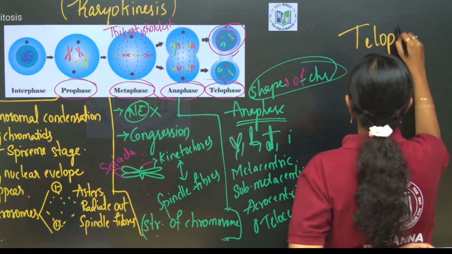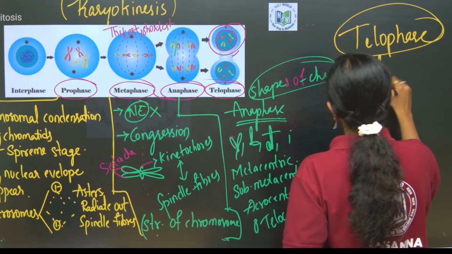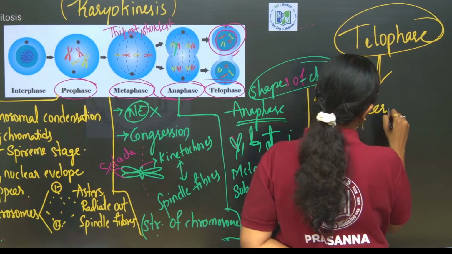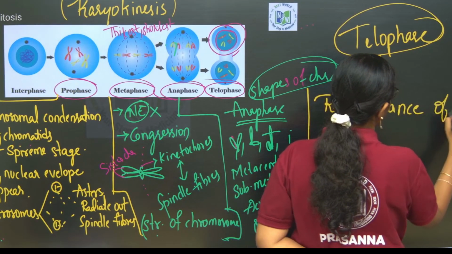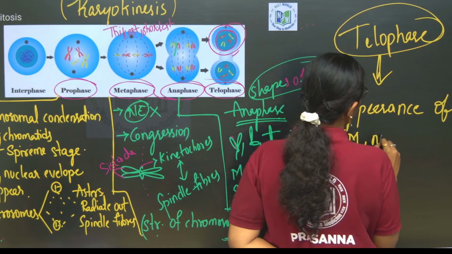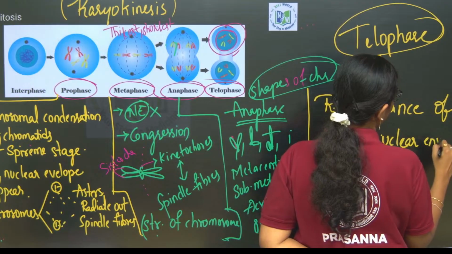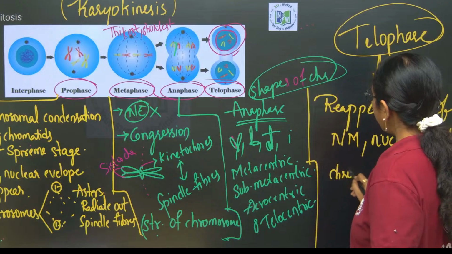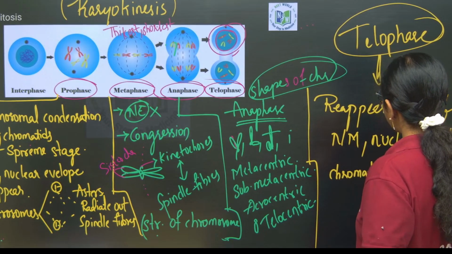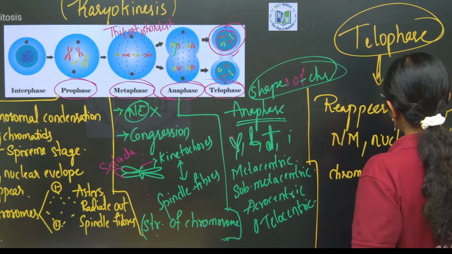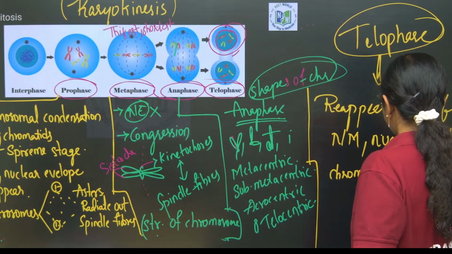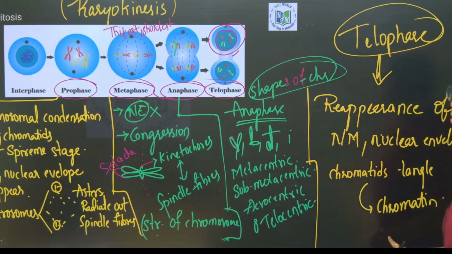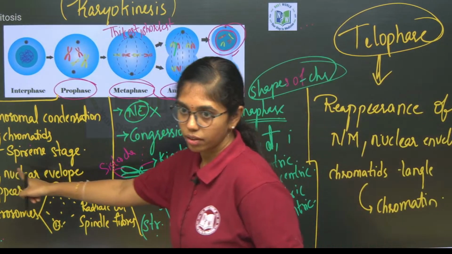So in telophase, what are the major events? Reappearance of the nuclear membrane and nuclear envelope. This is the first event. And chromatids get tangled back to the chromatin. Here it is detangling. Here it is tangling back.